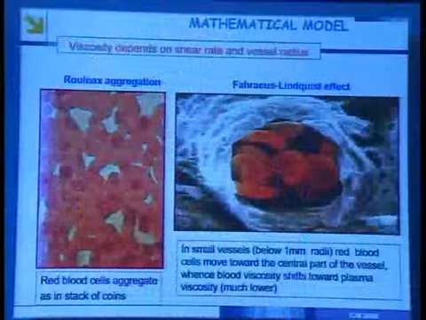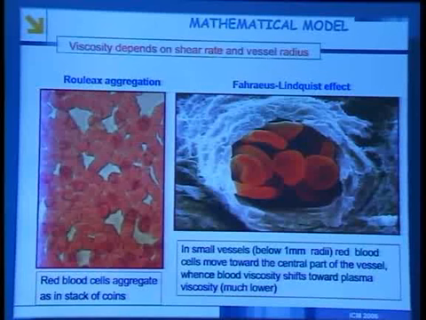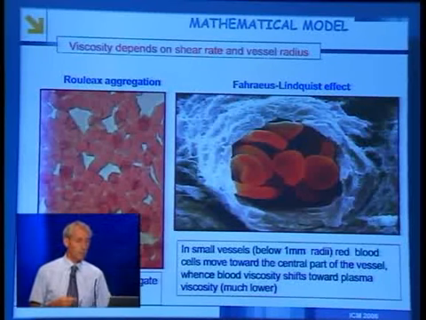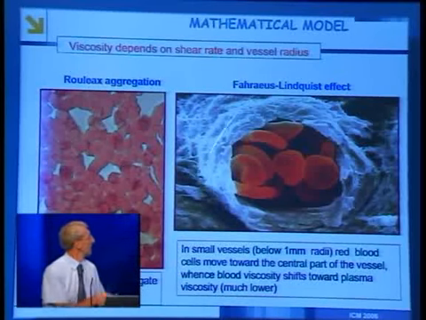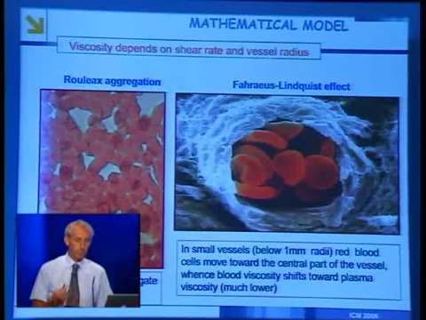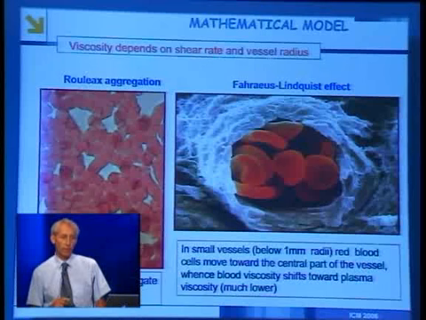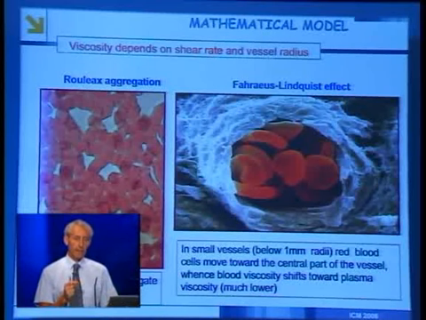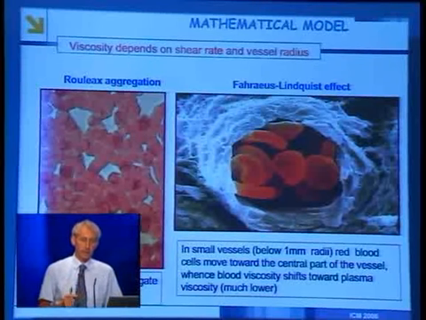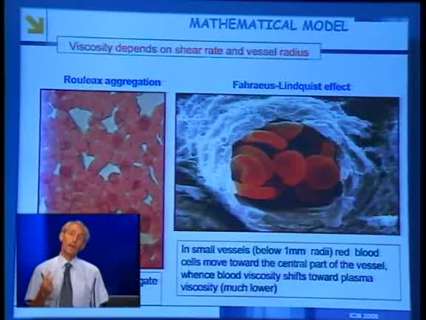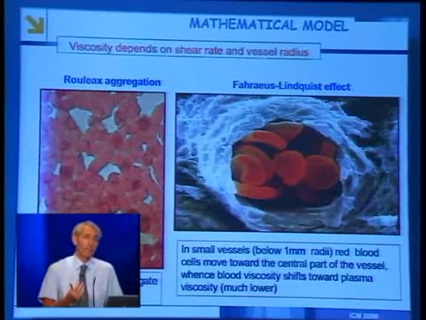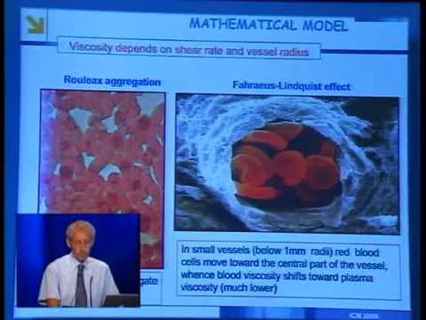As was said before, blood is not really a Newtonian fluid because of different kinds of phenomena that occur in the arterial system. One of those is the so-called Rouleau aggregation. The red blood cells aggregate like stacks of coins, as you see here on the left-hand part of the picture. Besides, you have the so-called Fåhræus-Lindqvist effect, which occurs in small vessels, where red blood cells move toward the central part of the vessel, and the blood viscosity shifts toward plasma viscosity, which is much lower. So the viscosity is not constant anymore. You have to account for this variation of the viscosity. And of course, it depends, in general, non-linearly on the flow equations.